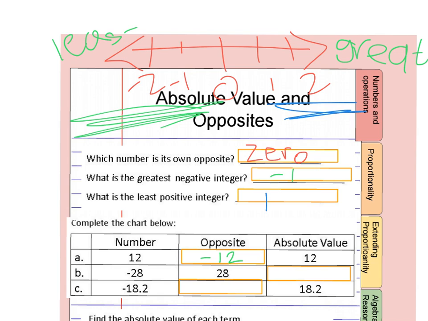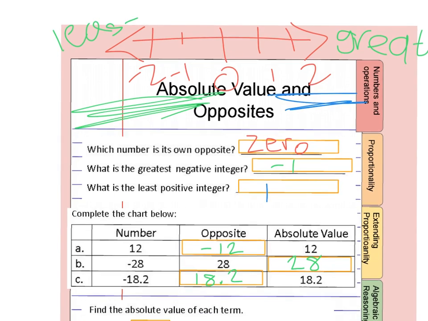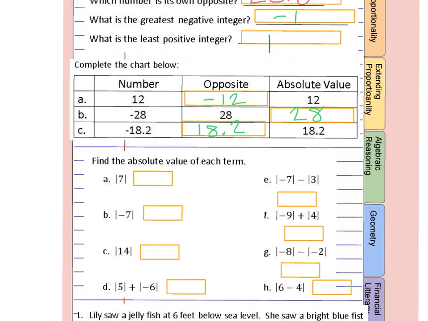Okay, the next number it gives us is -28. The opposite of -28 is +28. And the absolute value of both of those numbers is 28 because they're 28 spaces from 0. For C, it tells us it's -18 and 2/10. So the opposite of -18 and 2/10 would be +18 and 2/10. And both are 18 and 2/10 spaces away from 0.